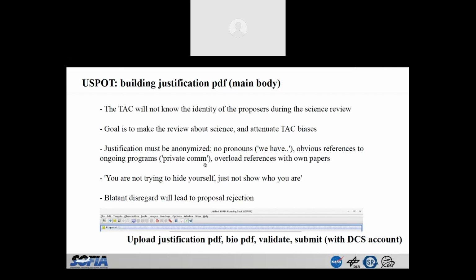But I think there was a quote at some point that was, you're not trying to hide, but just not show who you are. But we're taking it seriously. If there's blatant disregard, that may lead to proposal rejection. So please do not hesitate to send us any question you may have about how to make it compliant.